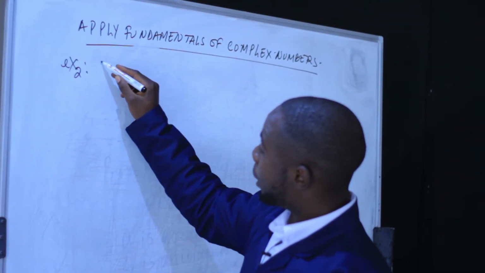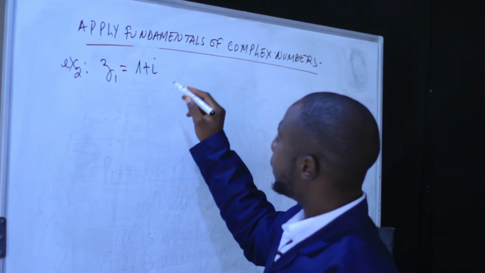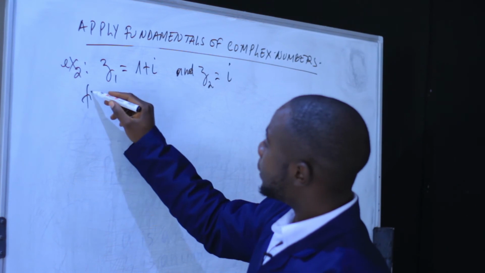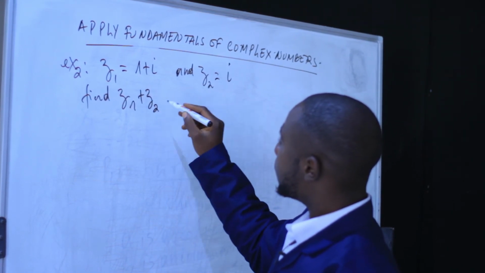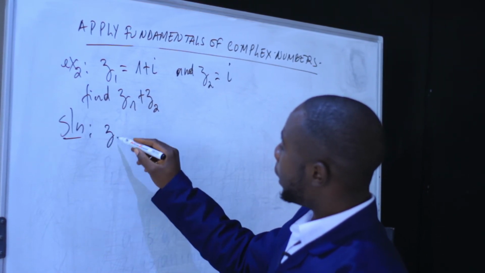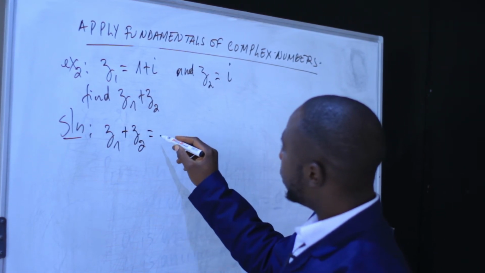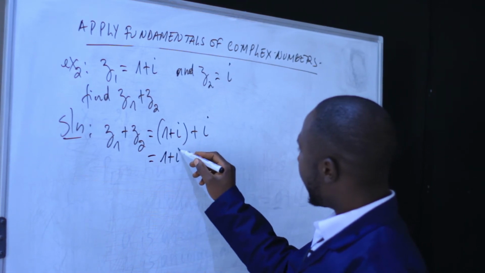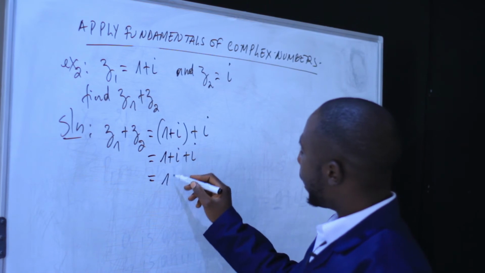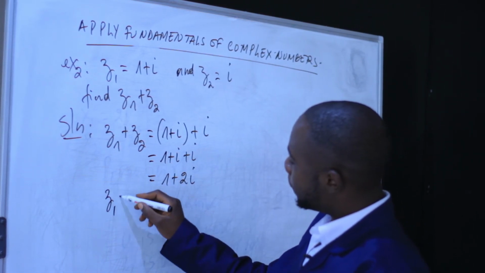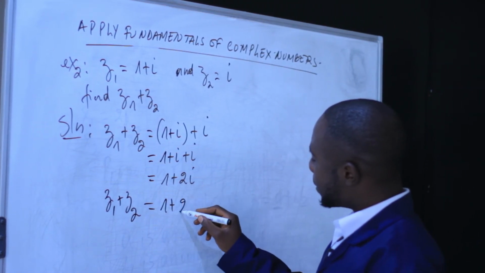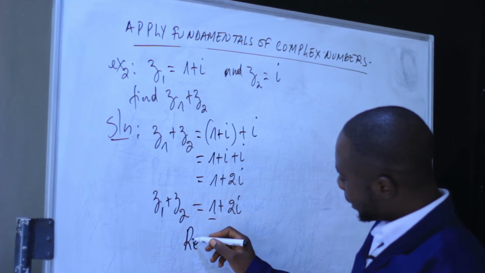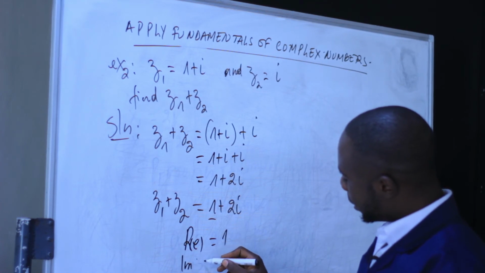Example number 2. You are given Z1 equal to 1 plus i, and Z2 equal to i. Find Z1 plus Z2. Solution: Z1 plus Z2 will be equal to 1 plus i plus i. The answer will be equal to 1 plus 2i. Z1 plus Z2 is equal to 1 plus 2i. The real part is 1, and the imaginary part is equal to 2.